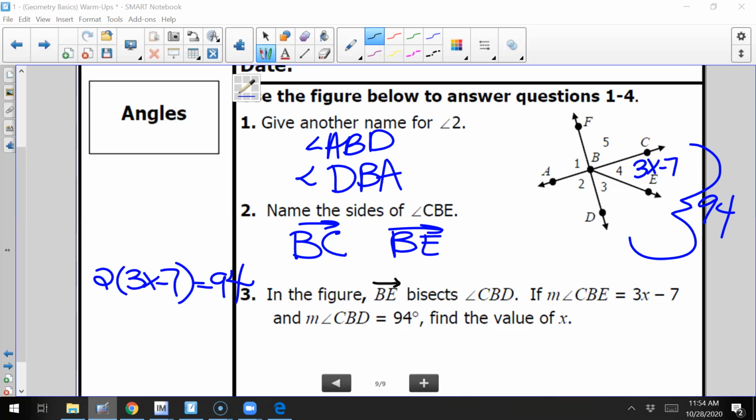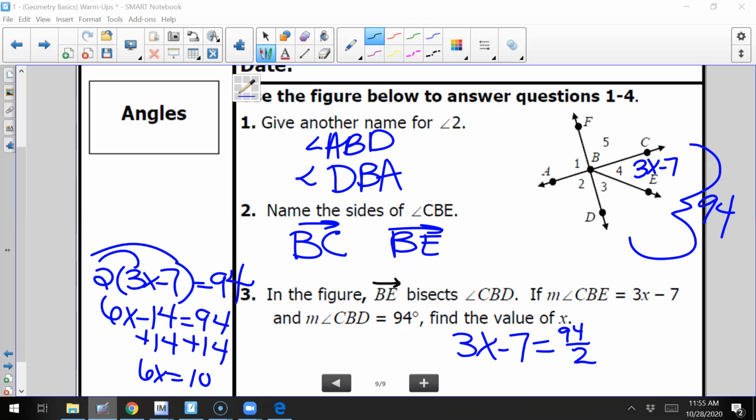Take half of 94. So you would do 3x minus 7 equals 94 divided by 2. Or you could just go ahead and half it. You don't have to write 94 divided by 2. You could just put equals whatever it is, and that would work. Either way. Most students do it this way because that's pretty much how I taught you. So then you add the 7. What's that going to give us? And then what's 108 divided by 6? So x equals 18.